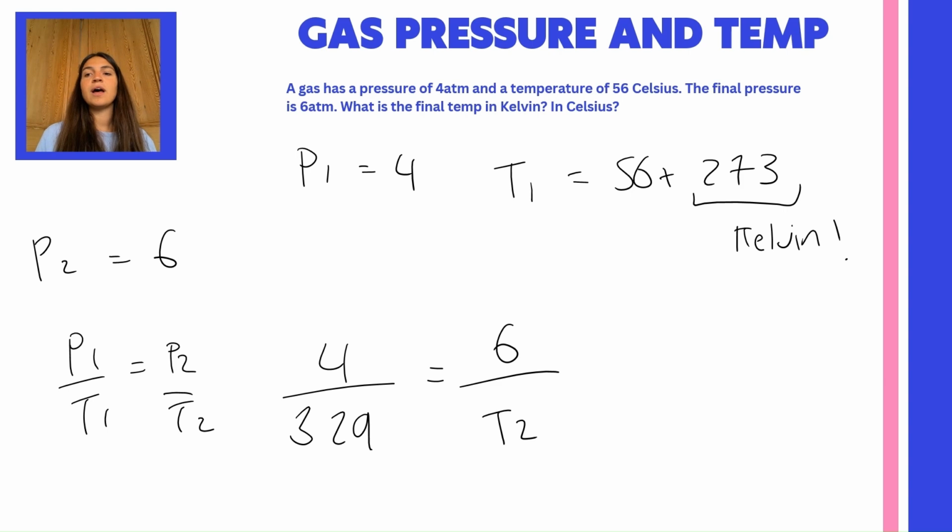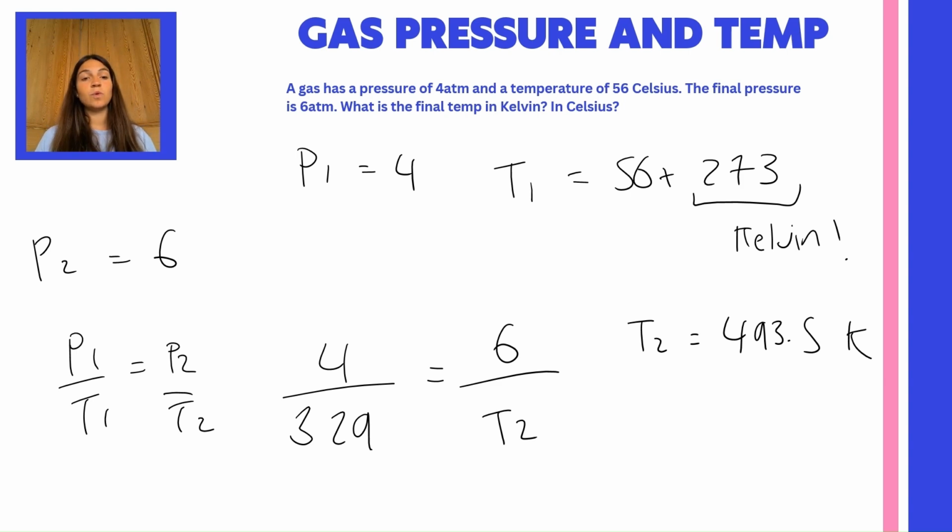I'm trying to find out T2. And then I do the left-hand side there. 4 divided by 329. And once I rearrange by doing 6 divided by that, I get my T2 is 493.5 Kelvin.